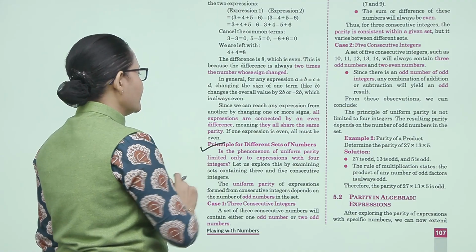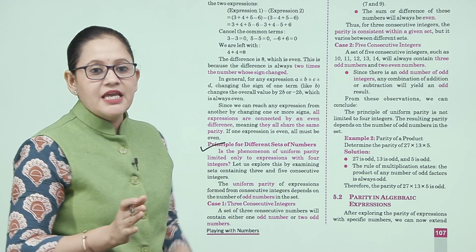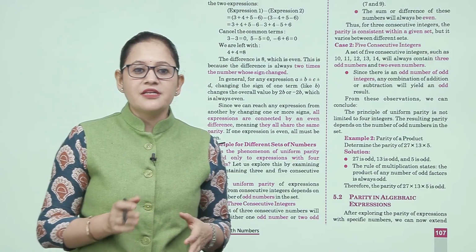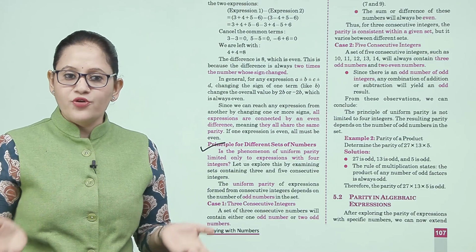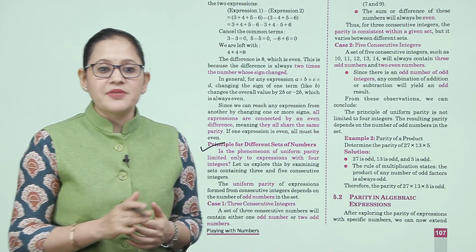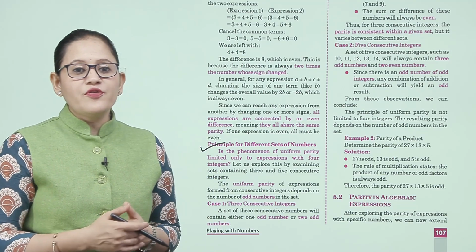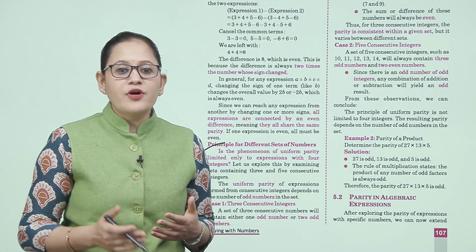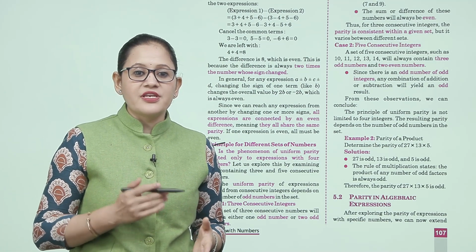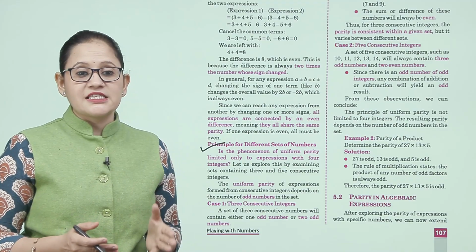Now the principle for the different sets of numbers. Is the phenomenon of uniform parity limited only to expressions with 4 integers? Let us explore by examining the sets containing 3 and 5 consecutive integers. The uniform parity of the expression formed from the consecutive integers depends on the number of odd numbers in the sets.